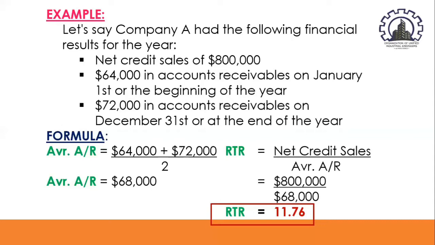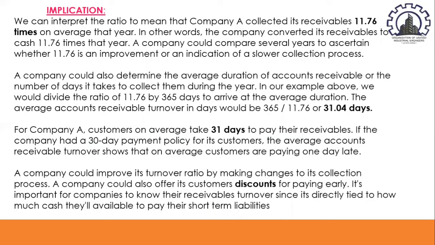Having this value, we are now able to calculate our receivables turnover ratio. Our net credit sales of $800,000 over our average accounts receivable of $68,000 gives a receivables turnover ratio of 11.76. So what does it mean? We can interpret the ratio to mean that company A collected its receivables 11.76 times on average that year. In other words, the company converted its receivables to cash 11.76 times that year.